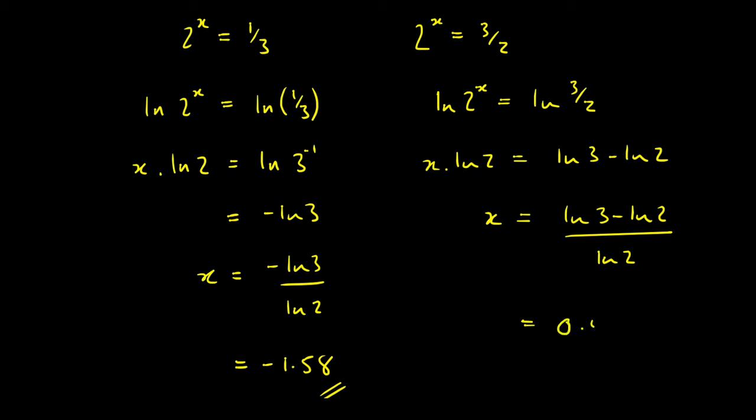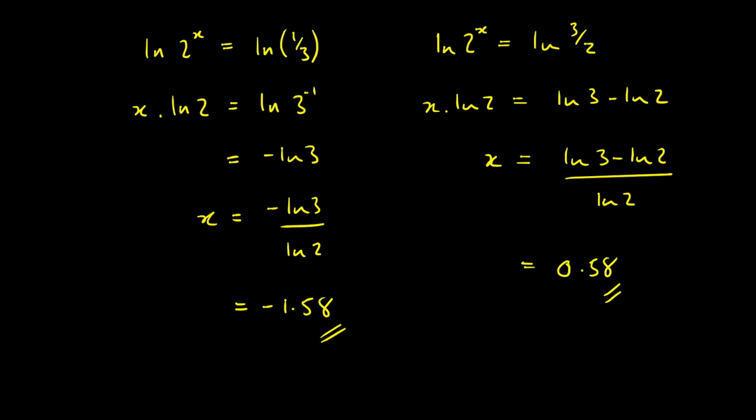Okay, 0.58. Now, I'll just check the answer against the mark scheme, see if those two things are right. So just give me a second to do that. Where is the mark scheme? Negative 1.58 and 0.58 are the right answers. Okay.